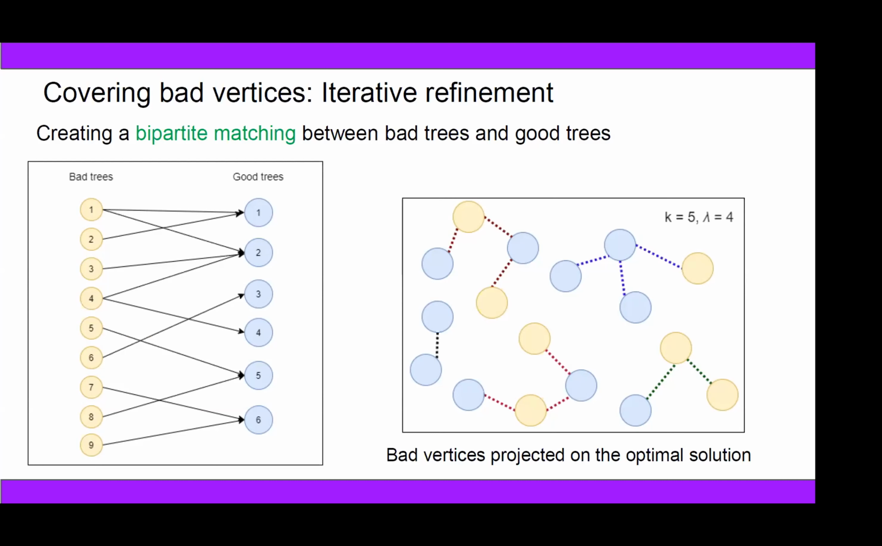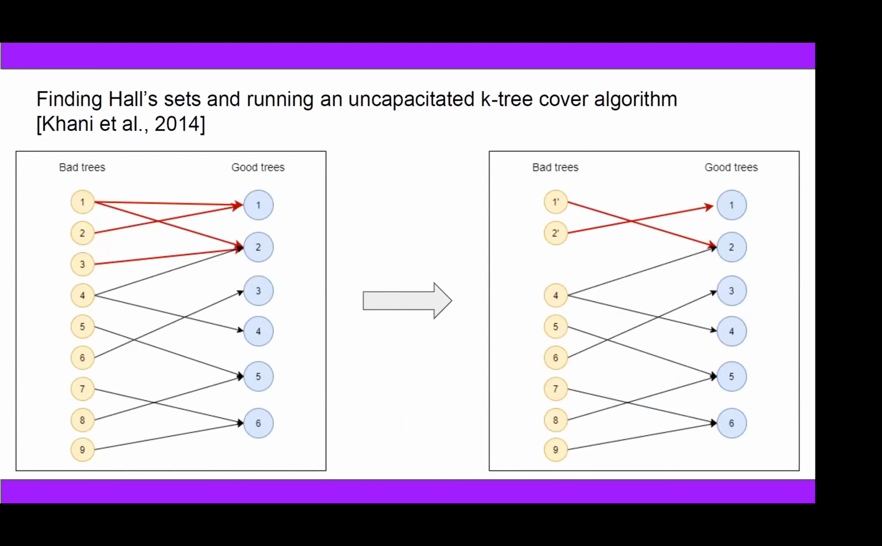But what's the guarantee that I will have a perfect matching? It can very well be the case that several of these bad vertices are close to a single good tree on the right hand side. That can indeed be the case, which in fact means that there is a Hall set in my graph. But then we show that there is a way you can handle this by iteratively removing the Hall sets. For that, we use the uncapacitated K-tree cover algorithm, for which a 3 approximation is known. Of course, we lose constants in this process, but that's how it is.